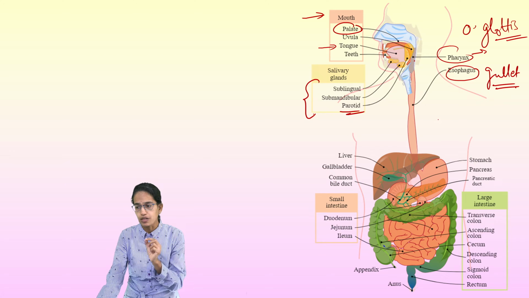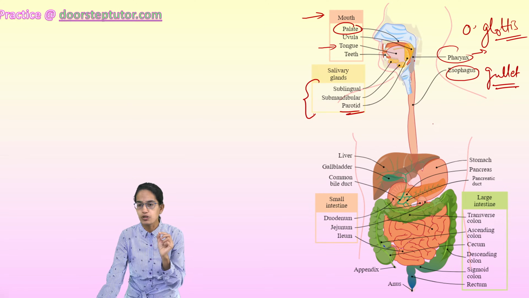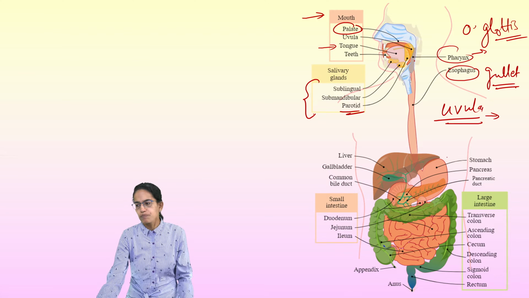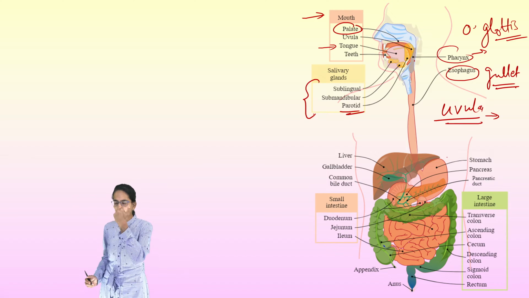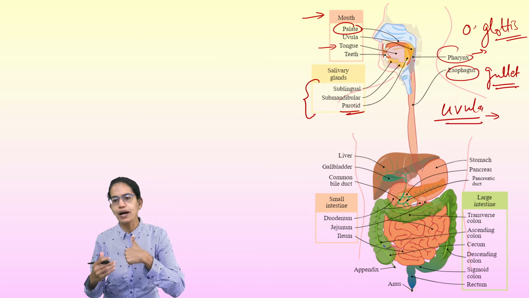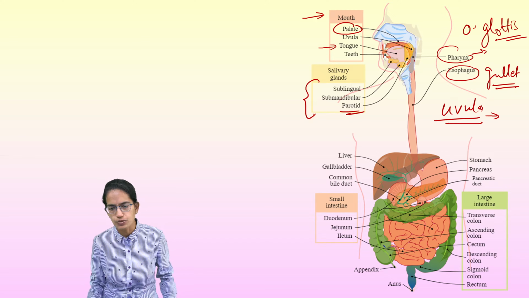Then there is epiglottis. The opening of the trachea in the pharynx is guided by epiglottis. Epiglottis is also known as uvula. And this is where it actually opens up when the esophagus closes. So it's the food pipe and the windpipe, as simple as that to understand.